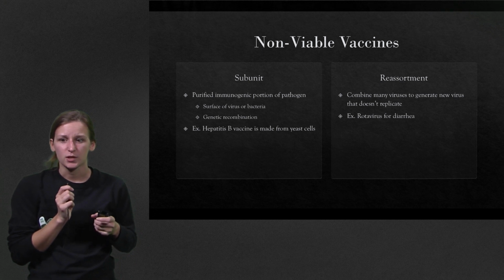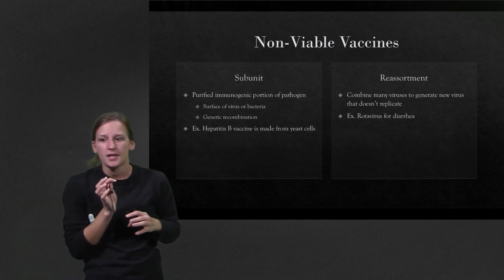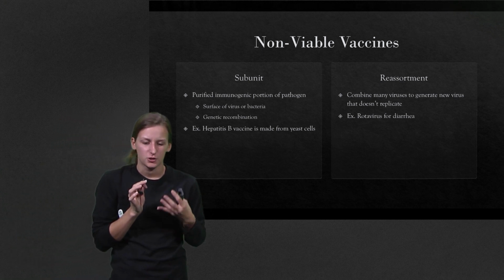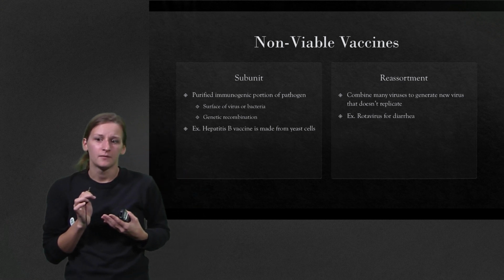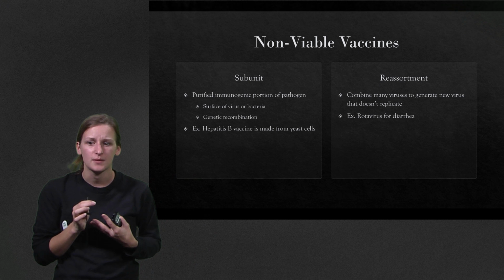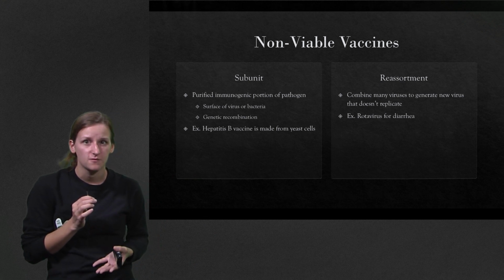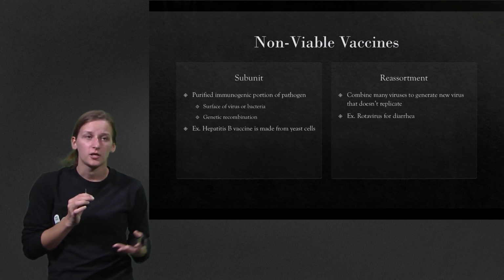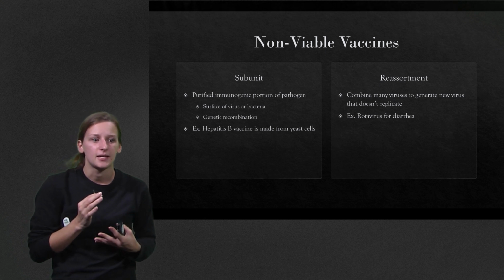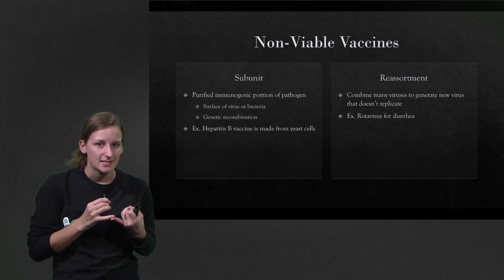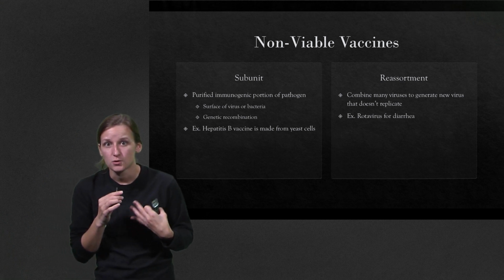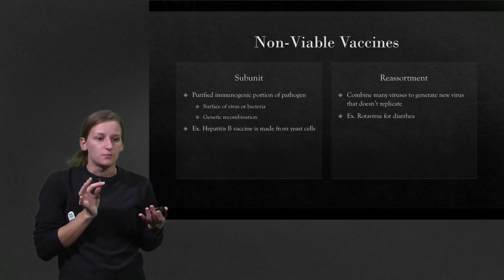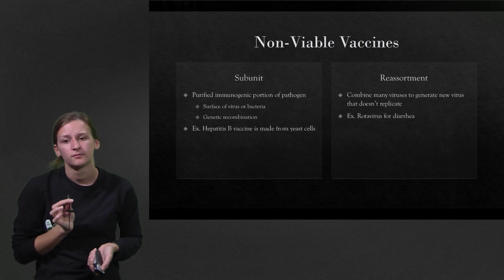Subunit vaccines, this is where you take either serotypes or different portions of different strains and put them together. So these are portions of a pathogen. Examples would be the hepatitis B vaccine or human papillomavirus. You take subunits like strains 16 and 18 so that your body can try to build a defense against those, so you don't actually develop an infection later on in life.